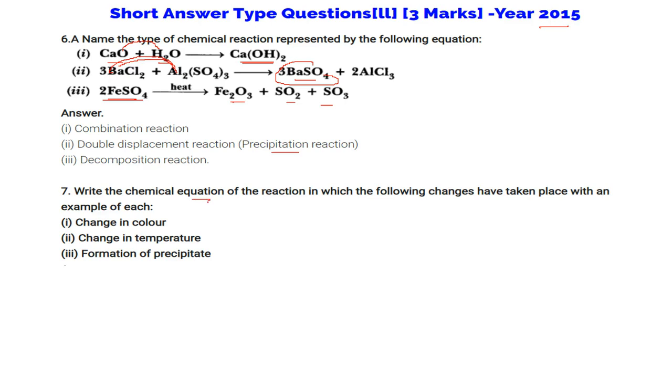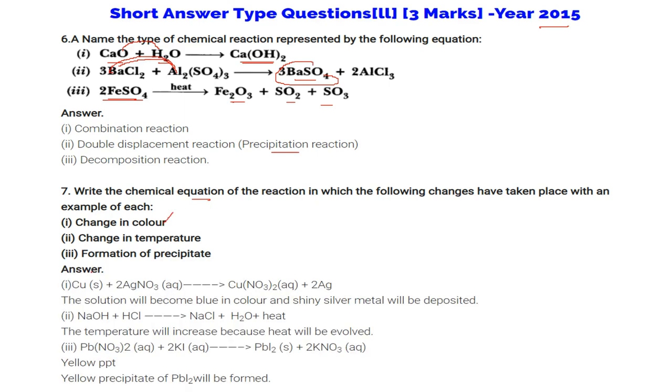Now write the chemical equation of the reaction in which the following changes have taken place, with an example of each. Change in color. If you see this copper, when combined with AgNO3, it forms copper nitrate, and silver is produced. Now this solution will become blue in color and shiny silver metal will be deposited. This is how we can show the change in color.